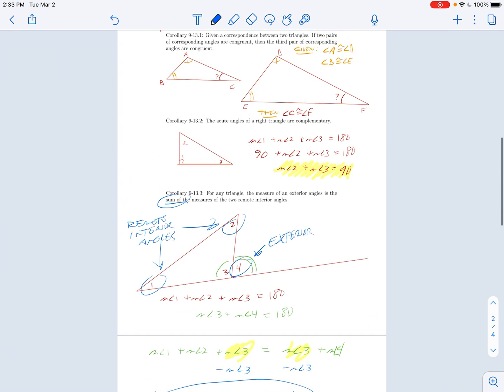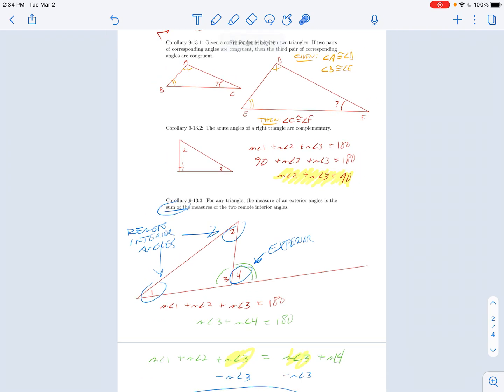I don't feel like these corollaries need to be really learned individually. They're just examples of how once we know this fact about 180 in a triangle, we can use it to figure out a lot of other things. All right, so that's it for this relatively short section.